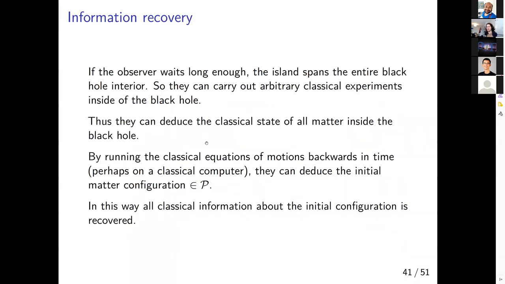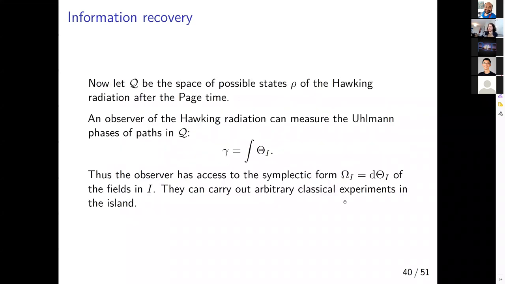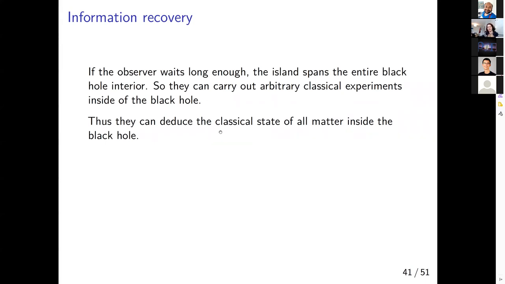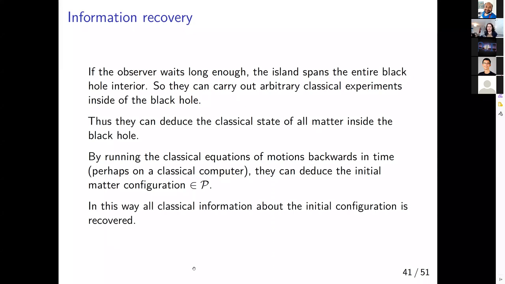So we have this setup where you can carry out arbitrary classical experiments in the island. If the observer waits long enough, the island will span the entire black hole interior, so they can carry out arbitrary classical experiments on a Cauchy surface for the inside of the black hole, which means they can deduce the classical state of the matter inside the black hole. Then if they run the classical equations of motion backwards on that classical state, they can get the initial matter configuration. In that way, they recover all of the classical information about the initial state from the state of the final Hawking radiation.